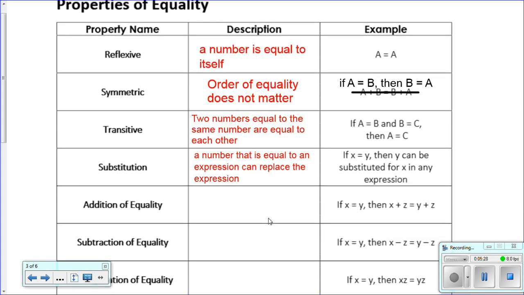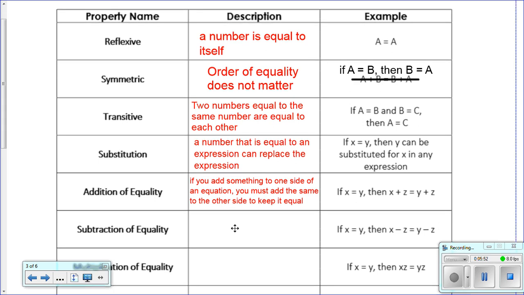Same thing, if we know that 3 plus 4 is equal to 7, instead of writing 3 plus 4 every time, we can just put a 7 in there. Okay? Addition of equality says that if you add something to one side of the equation, you must add it to the other side to keep it equal. So if we have x equals y, and we decide to add z to x, we have to add z to y to keep it equal.